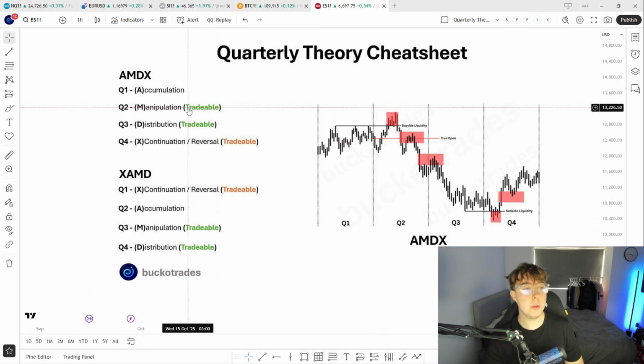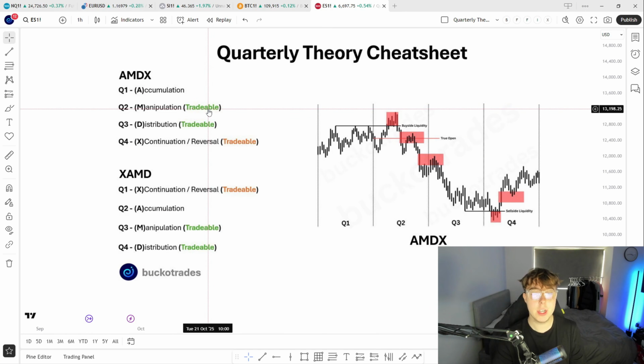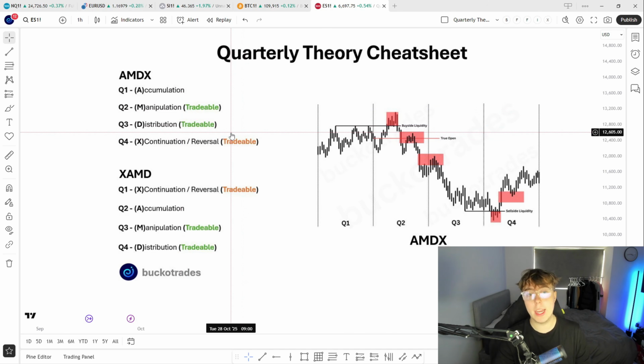Now put brackets beside each of these ones here. The manipulation can be tradable. Like I mentioned earlier, we can utilize the lower time frame cycles to actually trade the higher time frame manipulation. So that's why that one is tradable. Distribution goes without saying. Obviously, we want to be trading distribution, right?